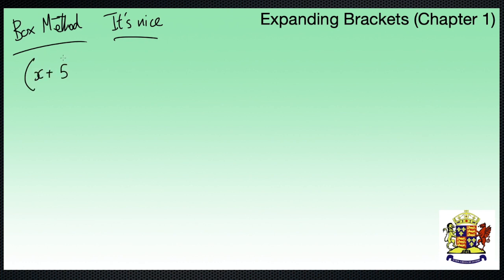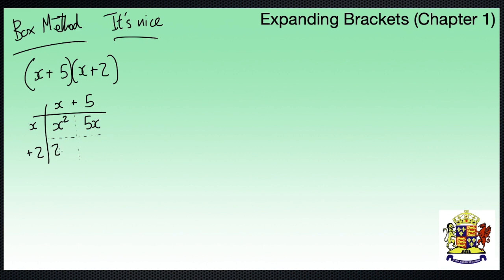We started off with x plus 5, x plus 2, and we used a grouping method for this. Now the box method for this, draw two lines like this, x plus 5, x plus 2. And all we need to do is pretend we've got these four quadrants and multiply into them. X times x is x squared, 5 times x is 5x, 2 times x is 2x, 5 times 2 is 10. We can then add these two together and we end up with x squared plus 7x plus 10.